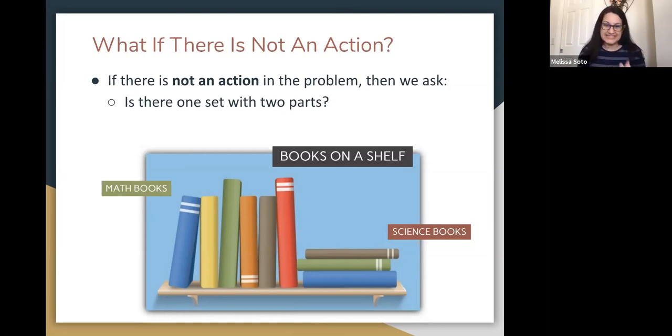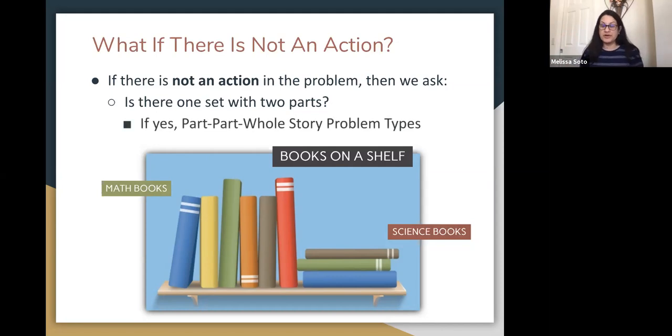But the problem is that I'm not adding extra books. I'm not taking any extra books away. I have books on a shelf, and there are these 2 sets. Some of them are math books and some of them are science books. So we call these part, whole story problems. I do want to make this distinction because kids see this very differently. Sometimes some kids will just have them build each set, but they may not know what to do with the set because there's nothing in the story problem that's telling them to add them or subtract them.